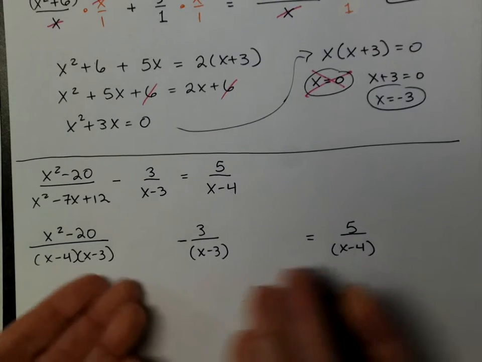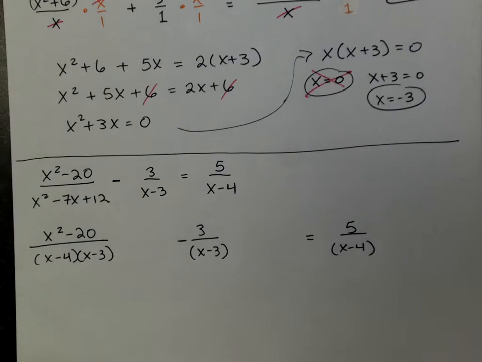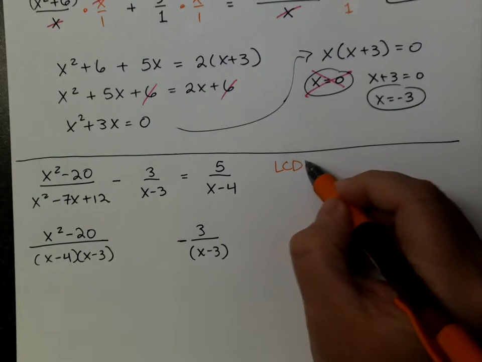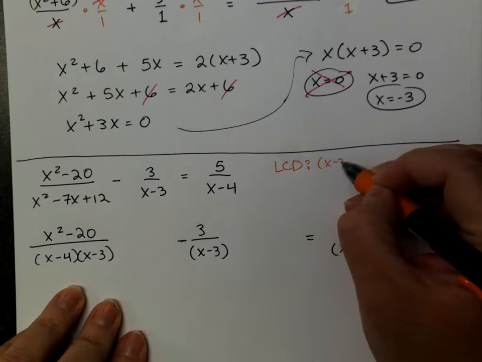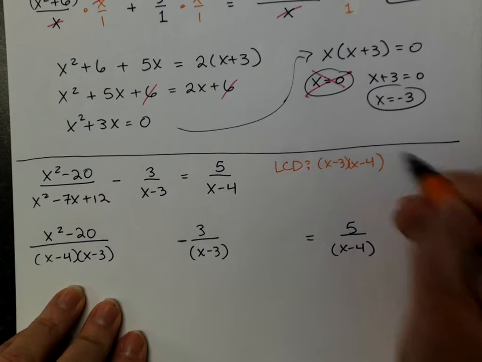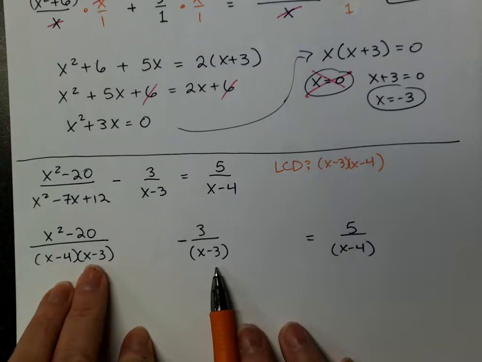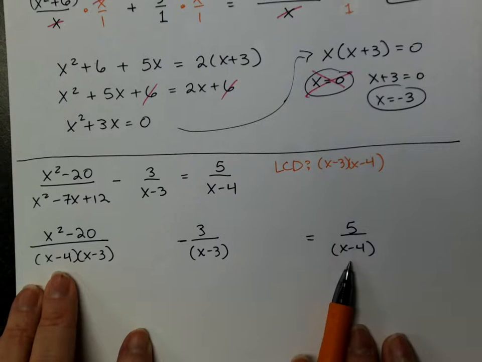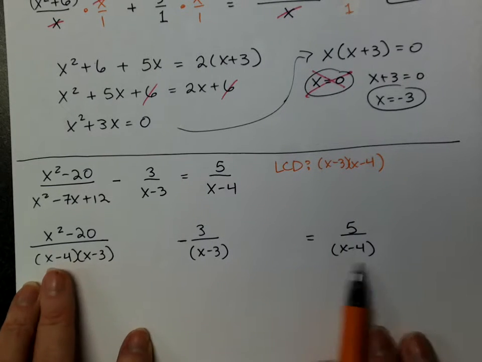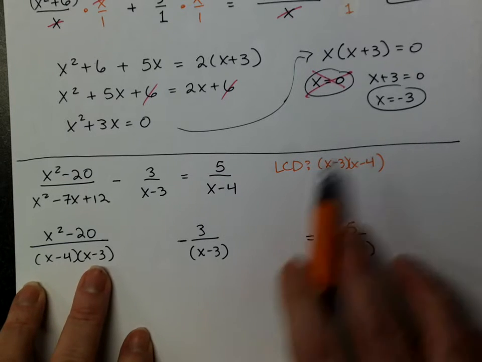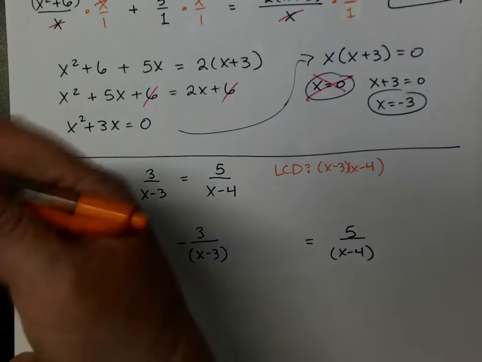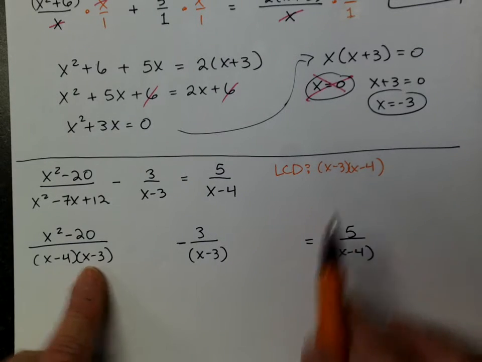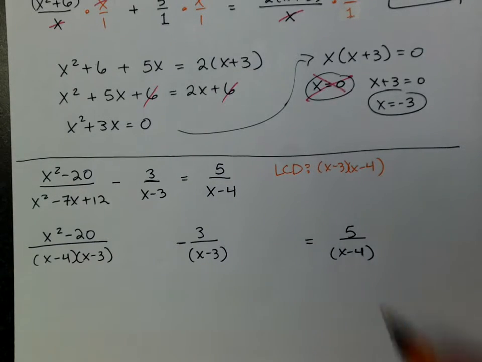And now I can see my LCD in front of me. My LCD consists of an x minus 3, and an x minus 4. Doesn't matter how many of them are or where they are. That's what I see, that's what I write, and then I just make sure none of them appear more than once in any one denominator, so we're good, no exponents. I weaponize it, put it over 1.